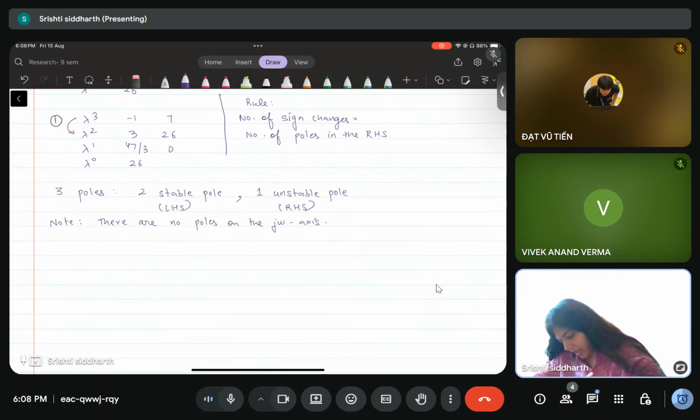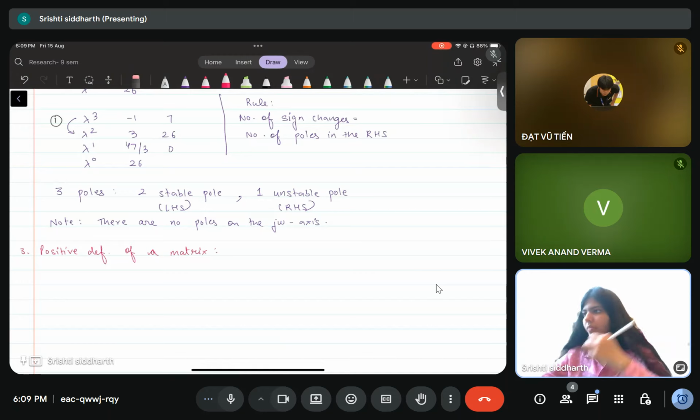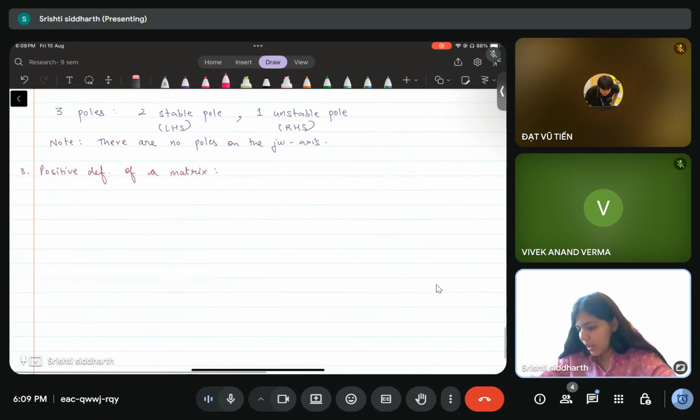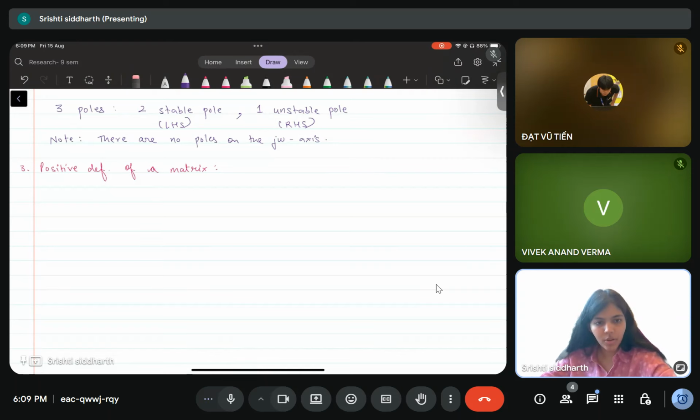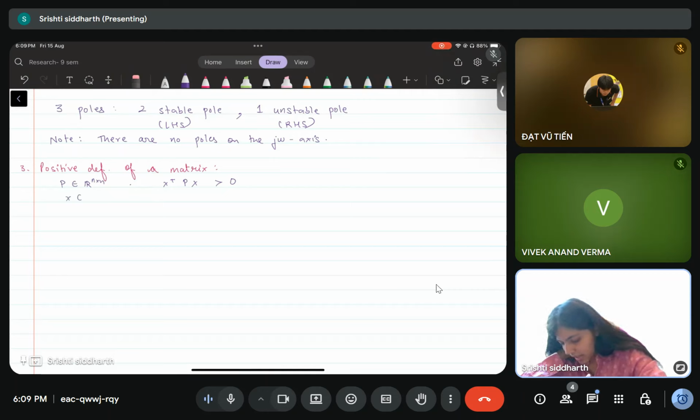This is positive definiteness. So let's see. If we have a matrix P, how do we say that it's a positive definite matrix? Let's say that P is some square matrix. Then we say it's positive definite if X transpose Px is greater than 0, where X is any vector with n dimensions.